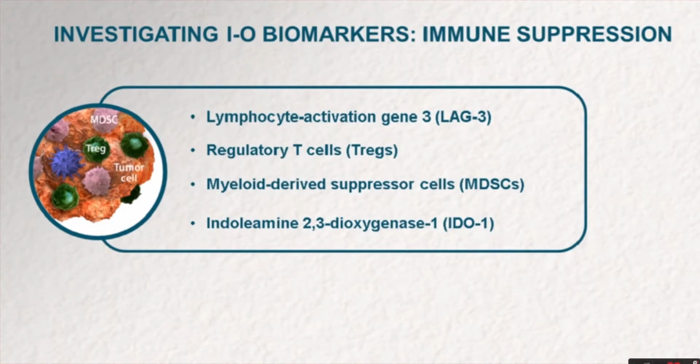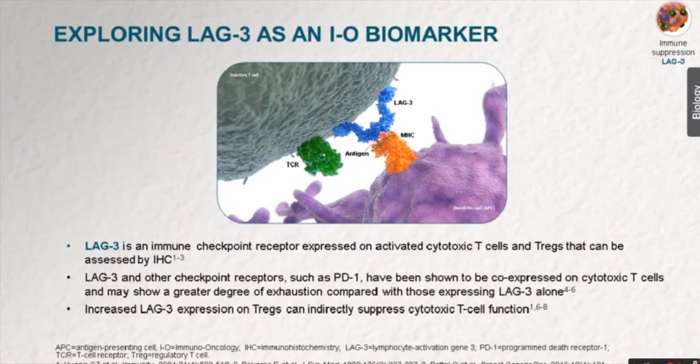So there are a variety of biomarkers that may define immunosuppression within the microenvironment. The ones under investigation include lymphocyte activation gene 3, or LAG3, and regulatory T cells, or Tregs. The number of them in the immune microenvironment may suppress immune killing of cancer cells. There's a type of suppressor cell called myeloid-derived suppressor cells that can occur within some tumors and can dampen immune response. And there's also an enzyme called IDO1, or indoleamine 2,3 dioxygenase, that can also suppress the immune response.